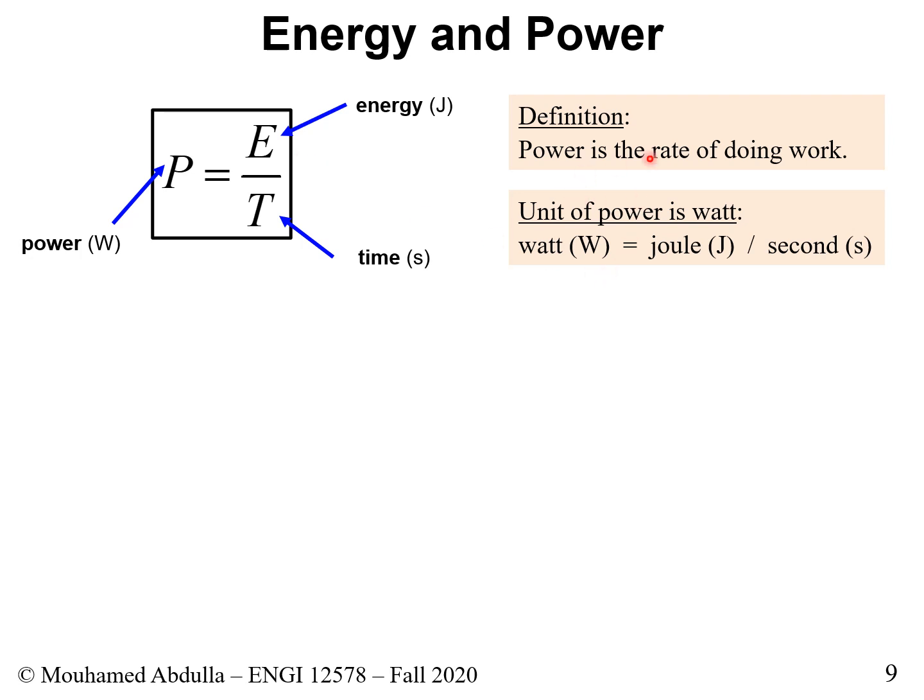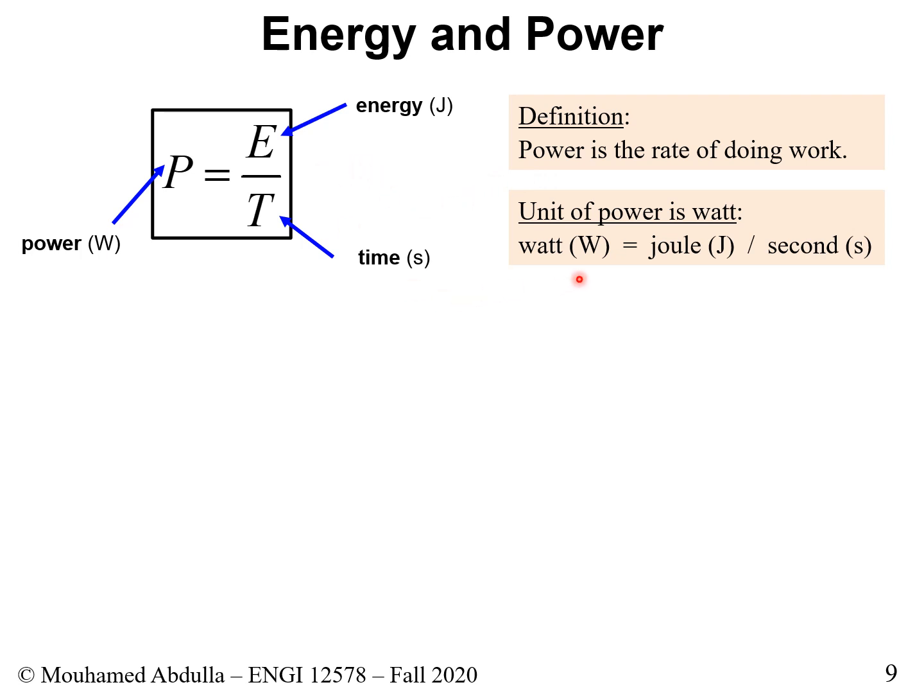Now the formal definition that we give you, these are very brief, short definitions. So power is the rate of doing work. Sometimes it's a bit hard to understand what this means, but I hope the explanation that I gave you conveys the message.